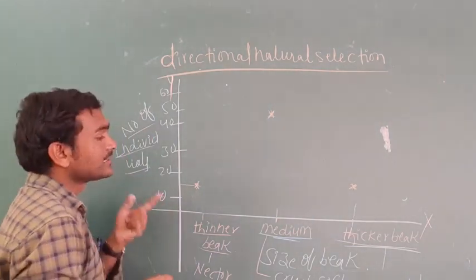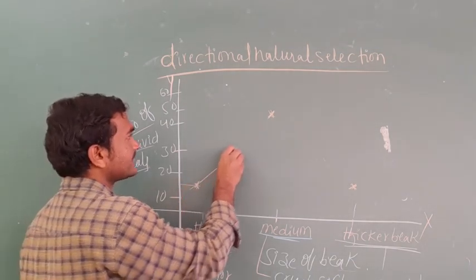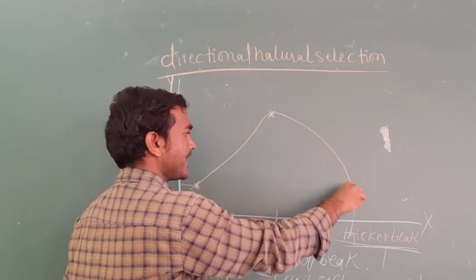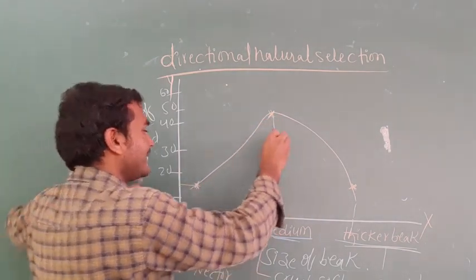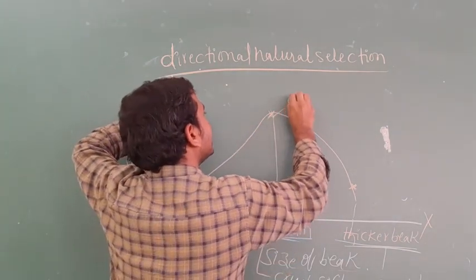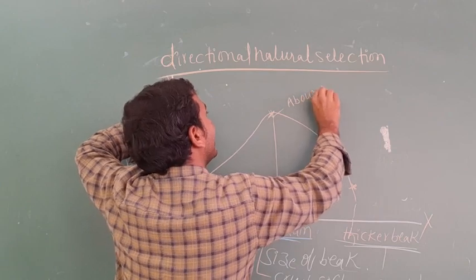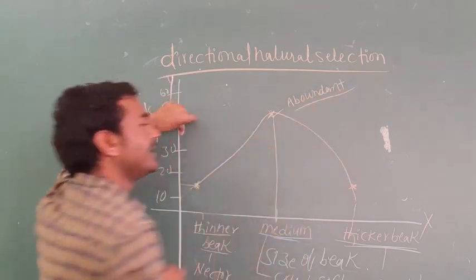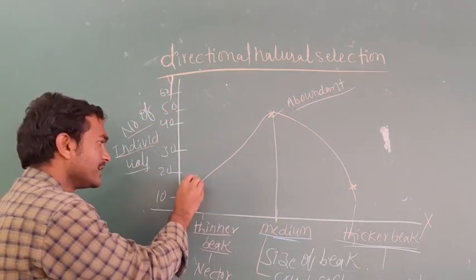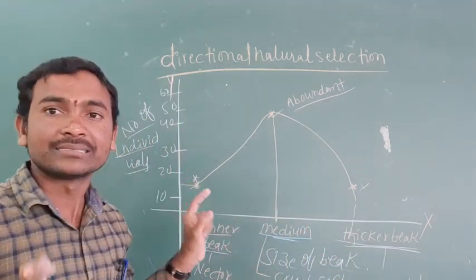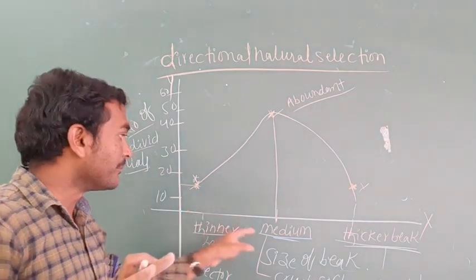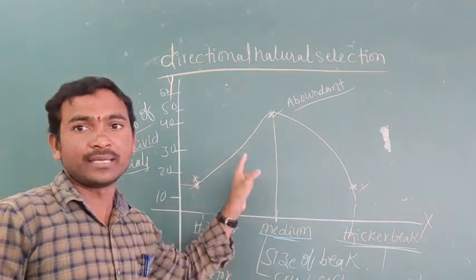So we can connect these points, and it looks like a parabola. The highest one, the most abundant, is the medium beak. The thinner and thicker beaks are very few compared to the medium beak. So the medium beak is the highest.